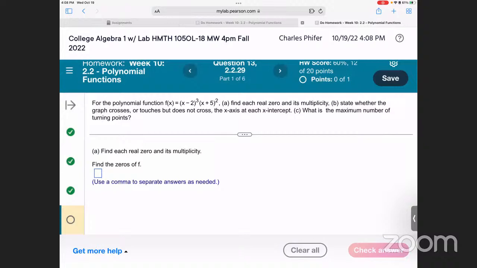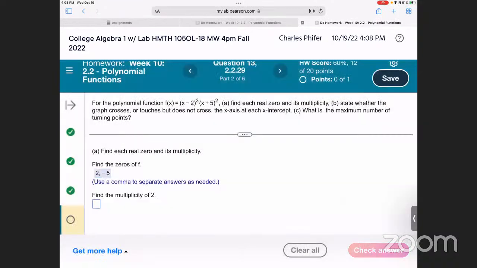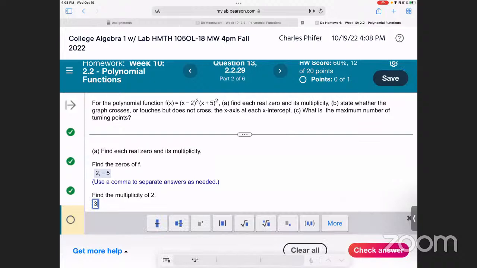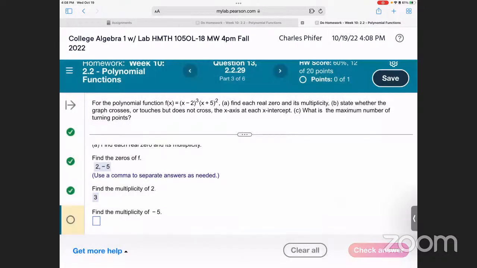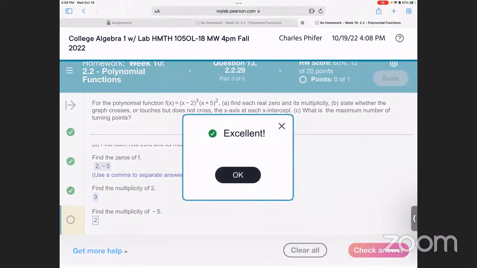For the zeros, again, we're fortunate because it's already factored, so you can actually just look at it and get the zeros. In this case, it's going to be 2 and -5. The multiplicity of 2 is 3 because the exponent is 3. The multiplicity of -5 is 2 because the exponent is 2.